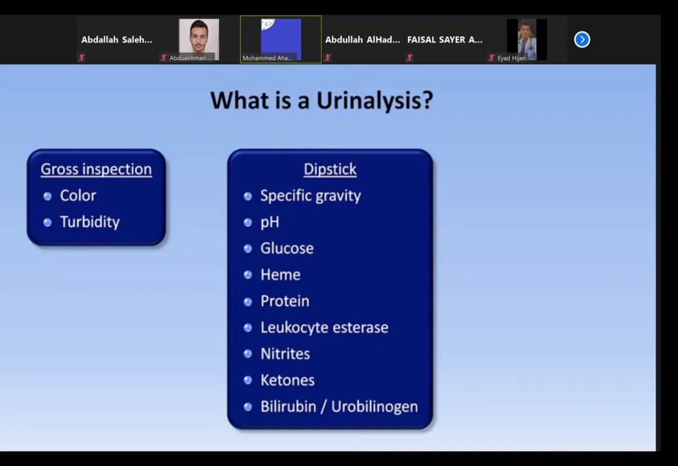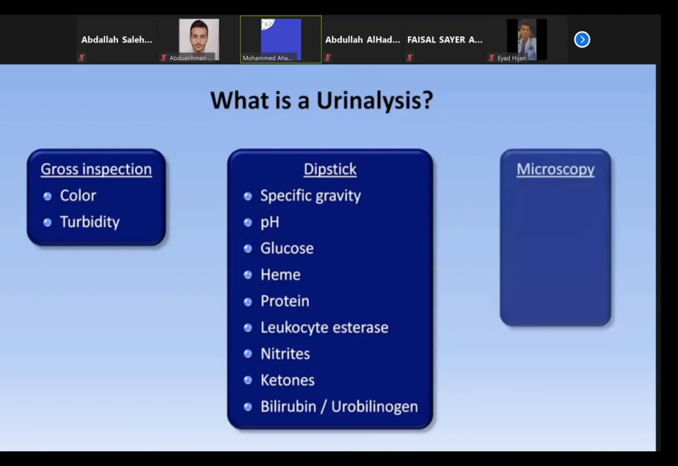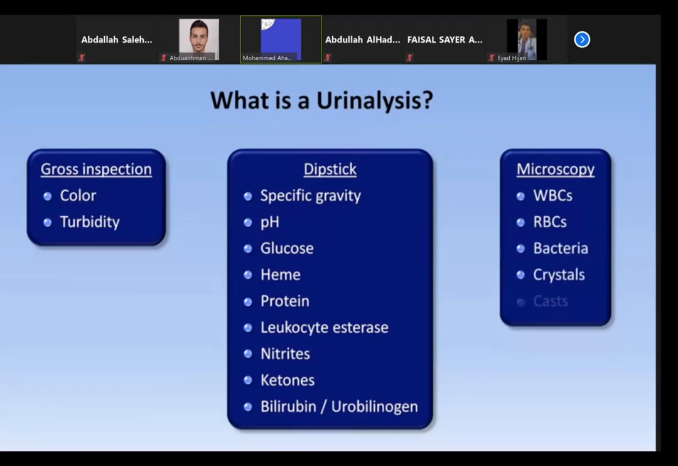The last category, which is usually not performed by the lab unless specifically requested, is urine microscopy. With microscopy, a lab technologist will quantify the numbers of white blood cells and red blood cells and will assess for the presence of bacteria, crystals, and something called casts.